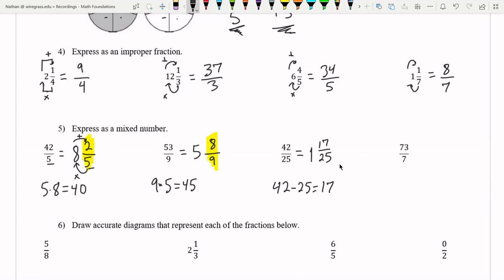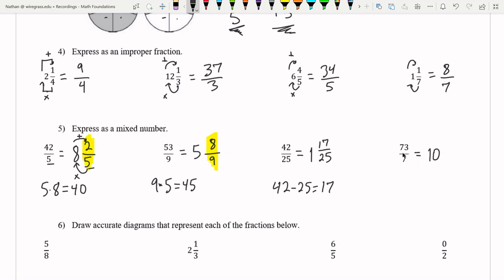25 times 1 is 25, plus 17, it's going to be 42. Yes, that's correct. And finally, 7 can go into 73. Well, 7 times 10 is 70. And then, of course, 7 times 11 is 77. So I know it's going to be 10 times evenly.